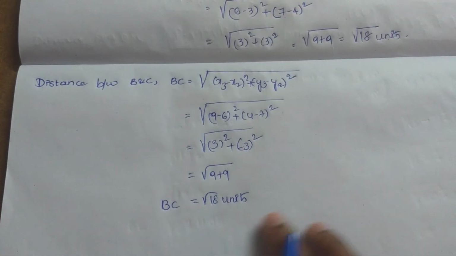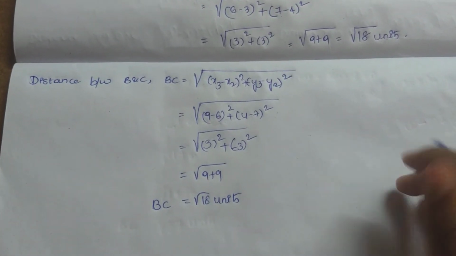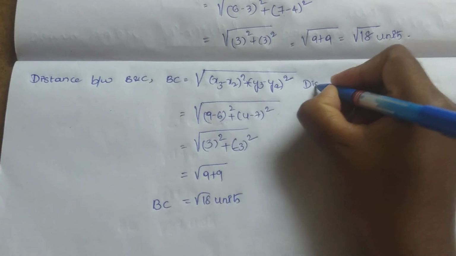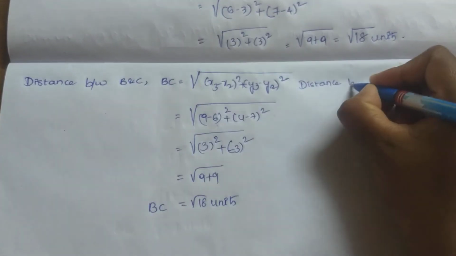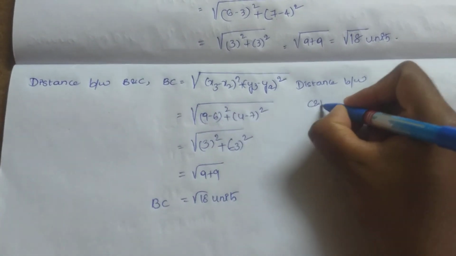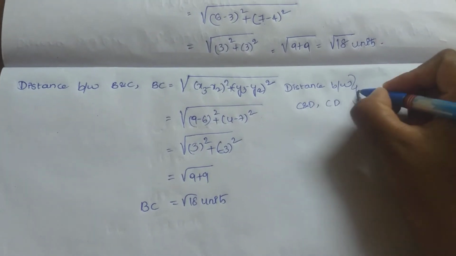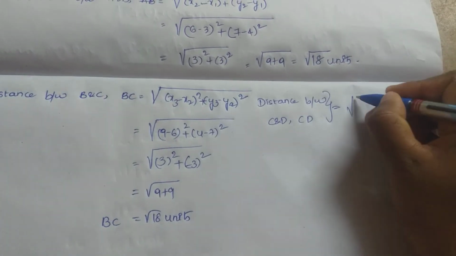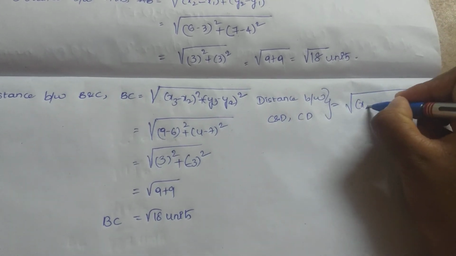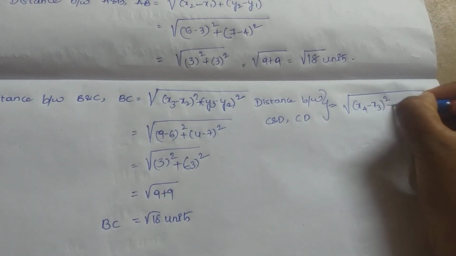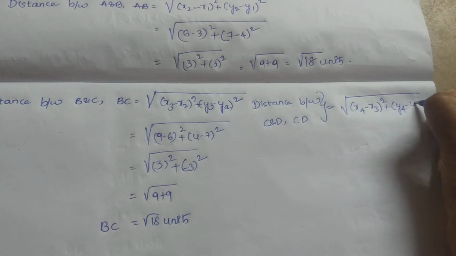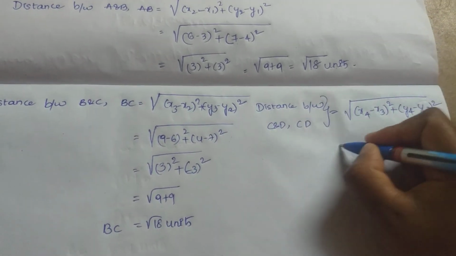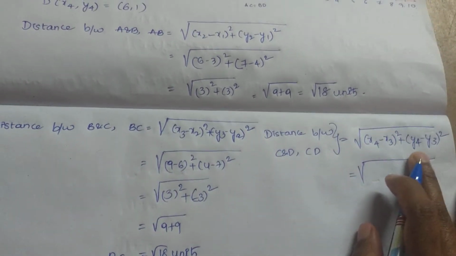In the same way, let's find for C and D. So distance between C and D, that is CD equals, what did we assume for C? C we assumed as x3 and D we assumed as x4, right? So the formula will be x4 minus x3 whole square plus y4 minus y3 whole square. Clear?